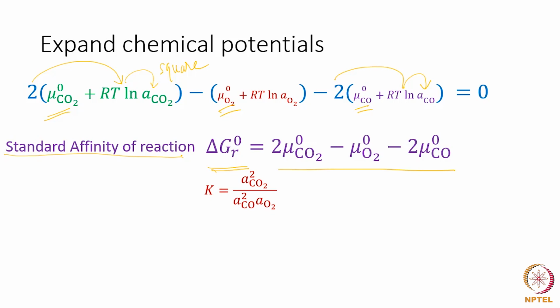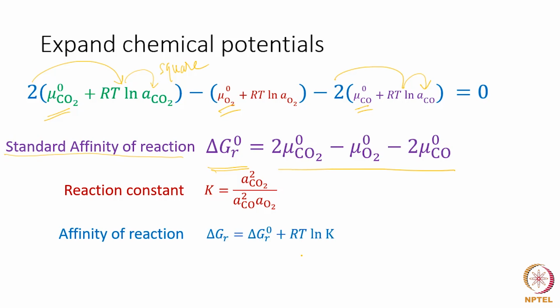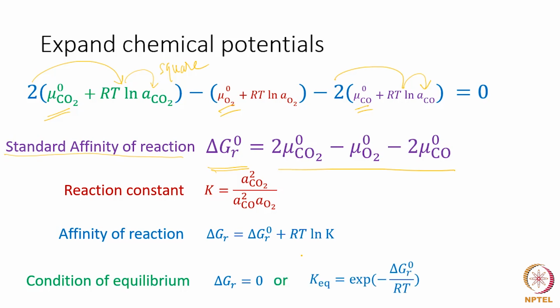And we can see that the remaining quantities are gathered together as a square CO2 by a square CO into a O2. We can create a new symbol called K, and that K is called the reaction constant. We can then call the affinity of the reaction by a new symbol delta G R and write it as delta G naught R plus RT ln K. Okay, and we can say that whenever the affinity of the reaction is 0, that is the equilibrium condition. So the equilibrium condition is nothing but delta G R is 0, or to say that this quantity is 0. And if this quantity is 0, you can take the K out and express it in terms of delta G naught R, and we see that it should be represented here. Okay, so the reaction constant is related to the standard affinity of the reaction through an exponential function.